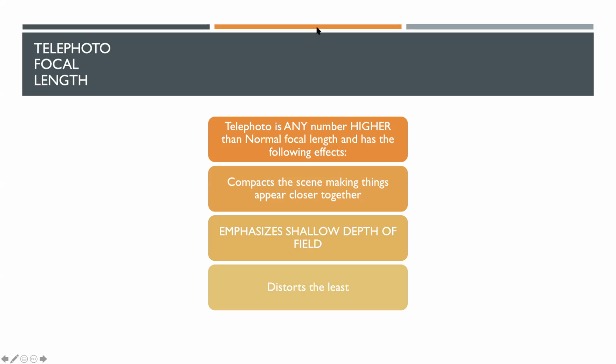Now, it may not be as telephoto, right? Like if you're at 35, that clearly is not going to emphasize shallow depth of field a whole lot. But if you're at 105, that's much higher than normal. So you would emphasize shallow depth of field even more the higher your focal length number goes. It also compacts the scene, making things appear closer together, and it distorts the least.